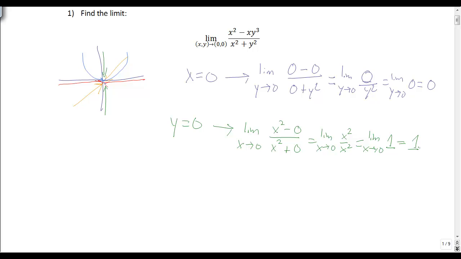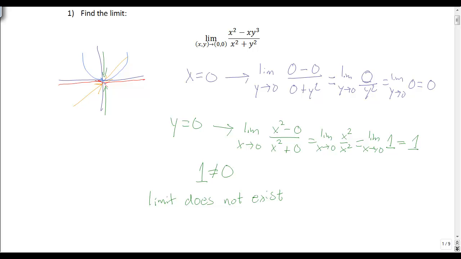So what we get here is, if we approach along x equals 0, that's the y-axis, we get a limit of 0. If we approach along y equals 0, that's the x-axis, we get a limit of 1. The key thing here is 1 does not equal 0. These were not the same. And what that means is that the limit does not exist, because if it did exist, it would have to be both 1 and 0, and it can't be both.